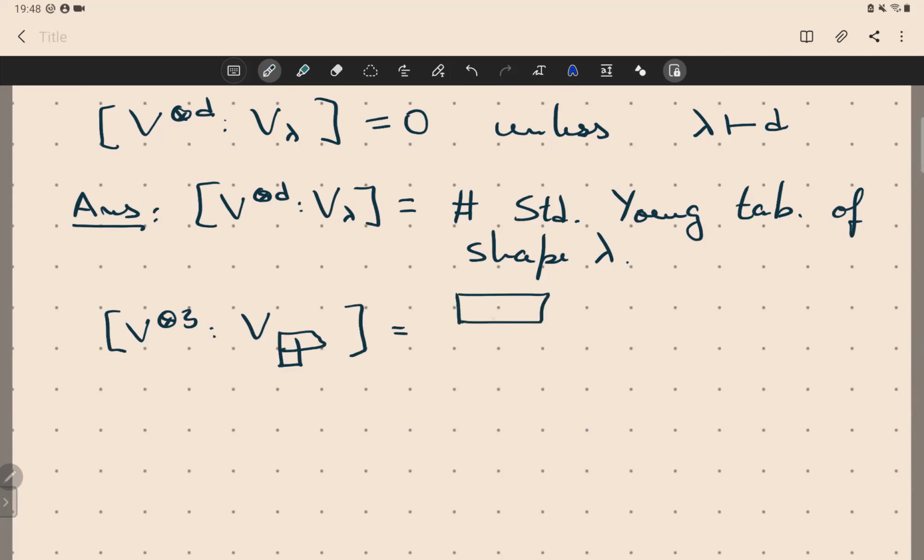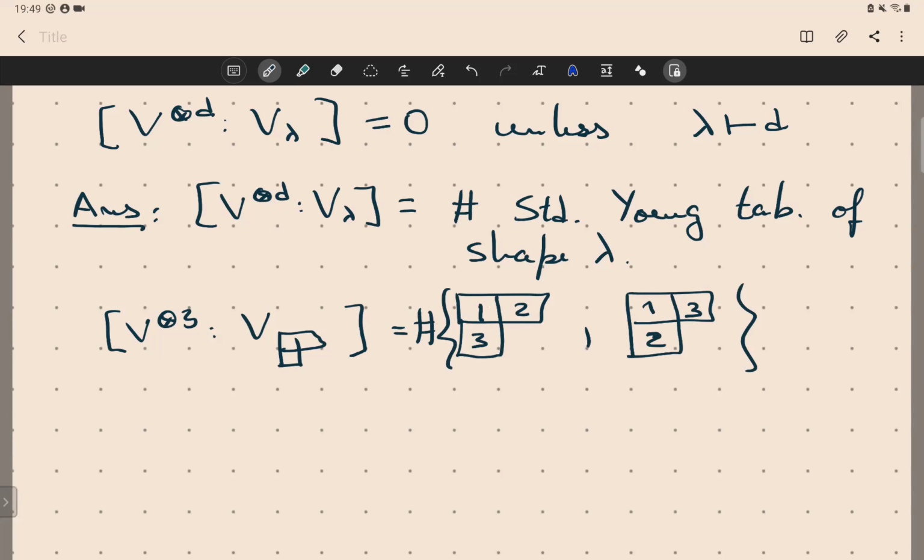Right? So the shape has to be this. And a tableau is just a filling of these diagrams with numbers in the boxes. And it's standard if the rows are increasing and the columns are increasing. So this forces me to put a 1 in the top left box. And then there are 2 ways to continue. There's this and there's this. And these are the only 2 standard Young tableaux of shape 2, 1. And this is telling me that the multiplicity has to be 2.